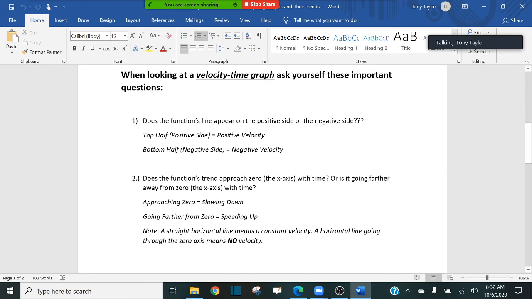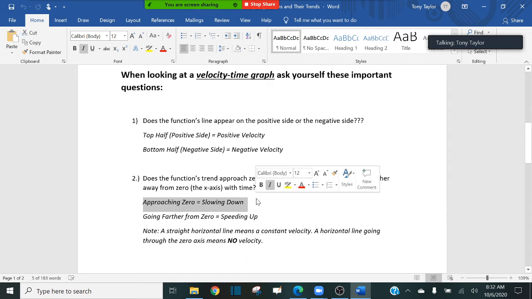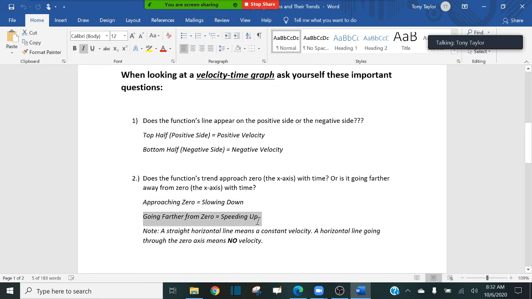In other words, does it approach the x-axis, or is it going further away from the x-axis? So guys, as a general rule, if your line approaches zero, then that always indicates an object that is slowing down. If your line is going further away from zero with time, then that always indicates an object that is speeding up. I'm going to say that again.